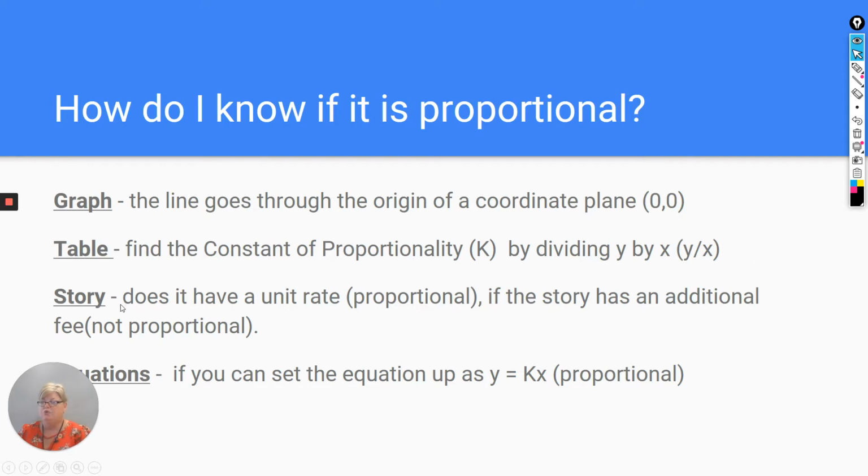Now, if you're given a story problem, you look to see, does it have a unit rate? If it has a unit rate, it is proportional. If the story problem has additional fees or you're taking away from the unit rate, then it is not proportional. If you have equations, if you can set the equation up as y equals kx, it is proportional. If it is any other format and you can't make it go into this format, then it is not proportional.